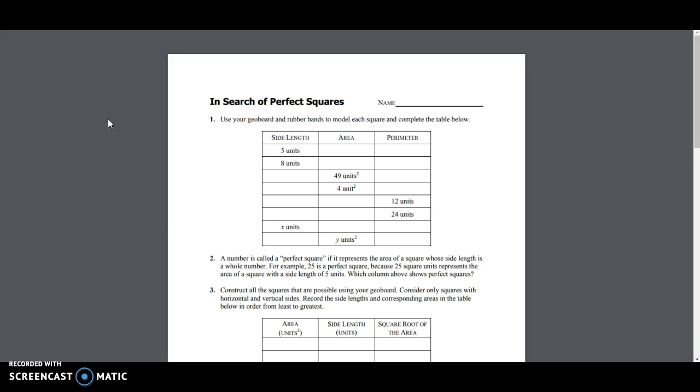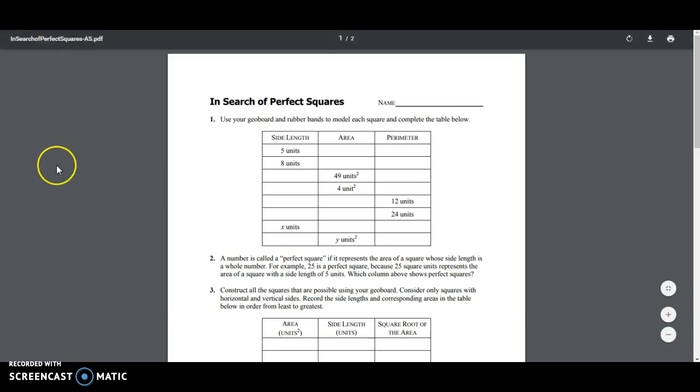A number is called a perfect square if it represents the area of a square whose side length is a whole number. For example, 25 is a perfect square because 25 square units represents the area of a square with a side length of 5 units. Which column above shows perfect squares? Now, you're going to pause the video now and discuss this among your peers, and I'll have the answer once you unpause.